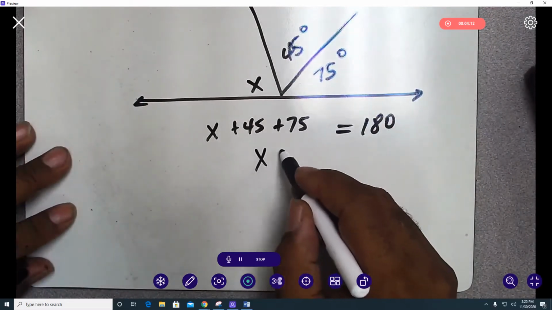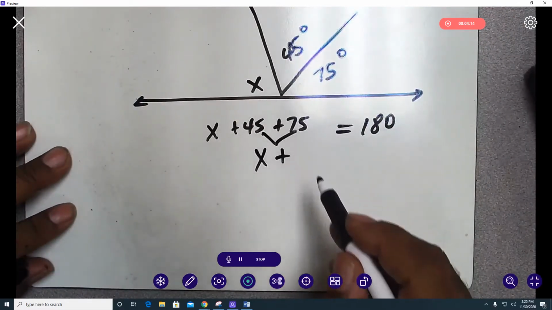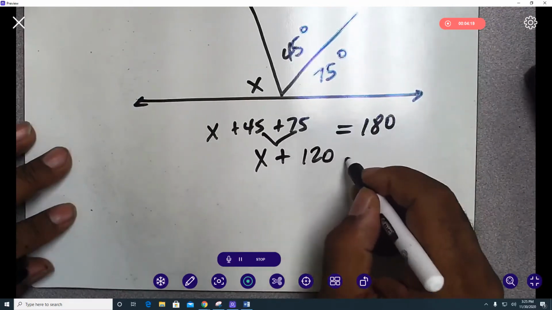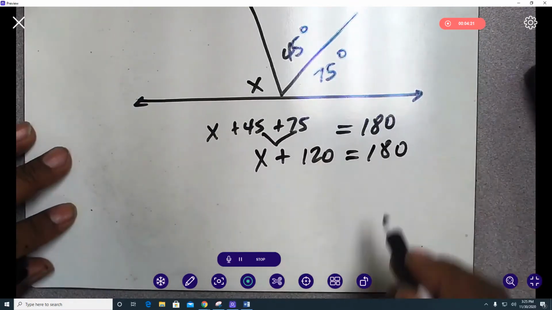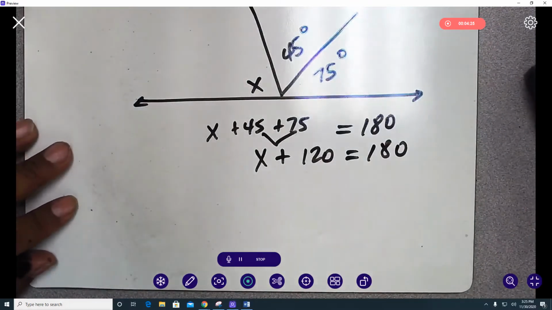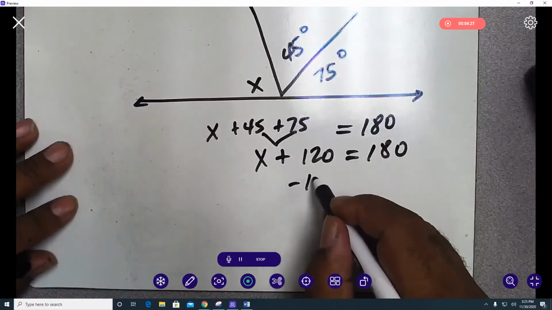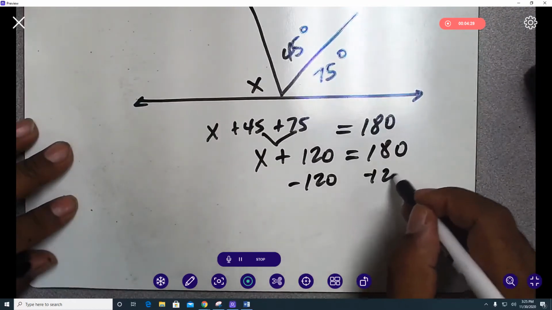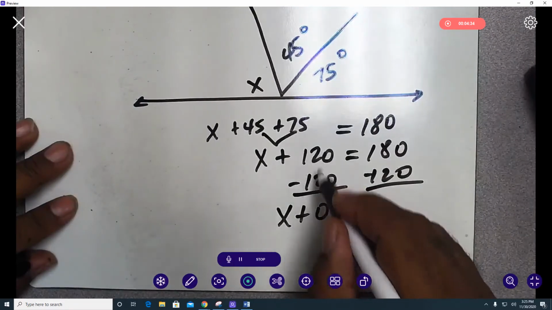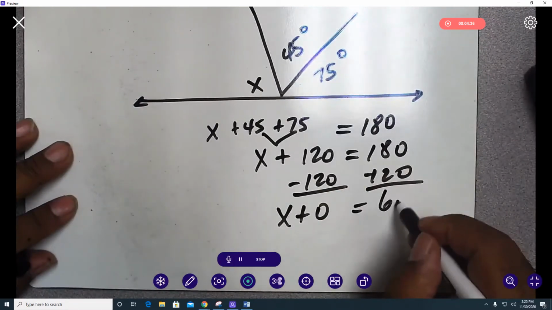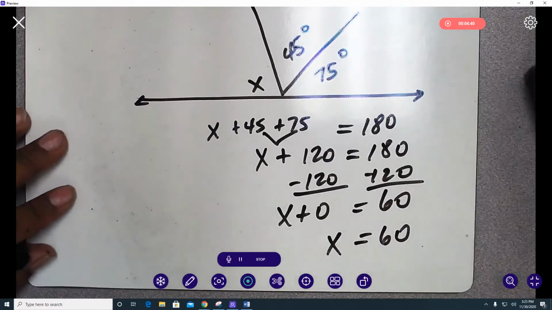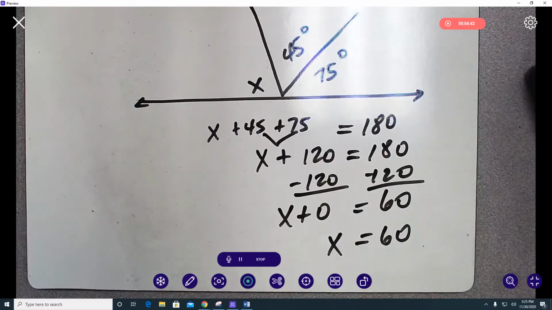So now we have x plus, and we're going to combine these two: 45 and 75 is 120. So we have x plus 120 equals 180. To solve this, we subtract 120 from both sides of the equation. That's 0. This equals 60, and we have x equals 60. Got that?